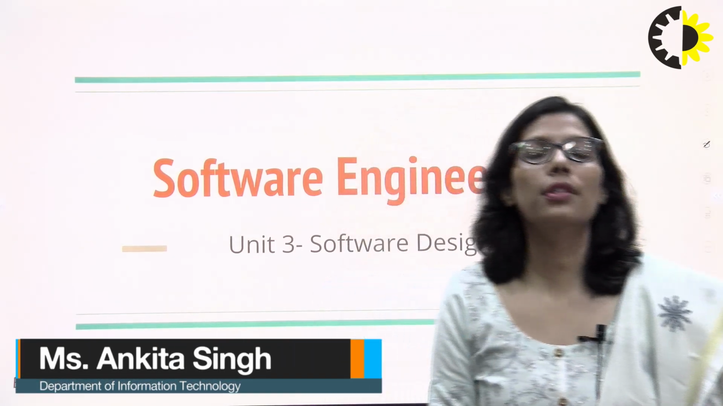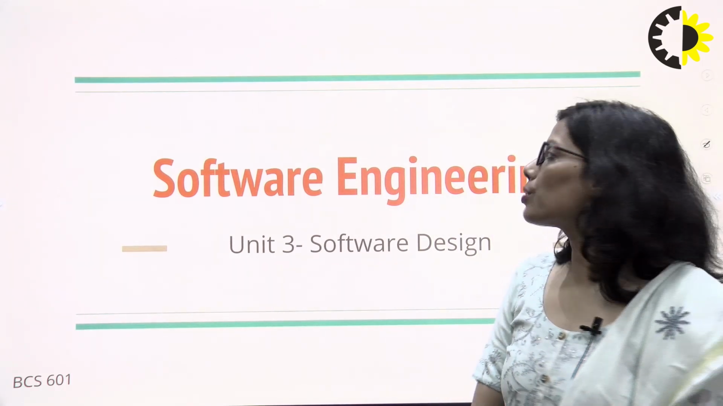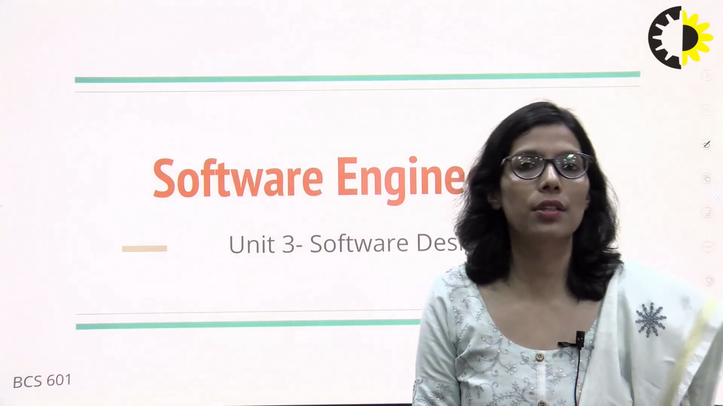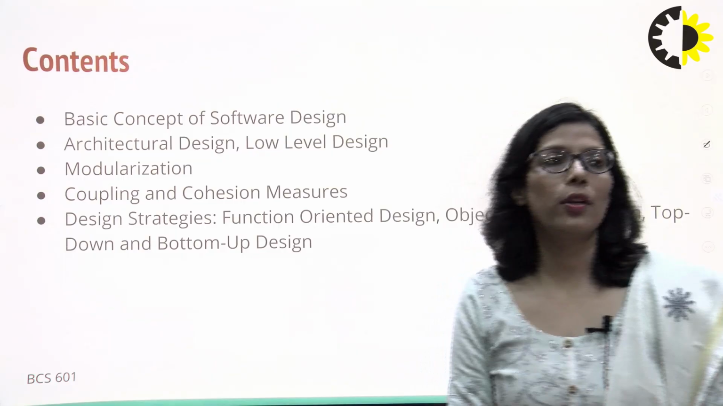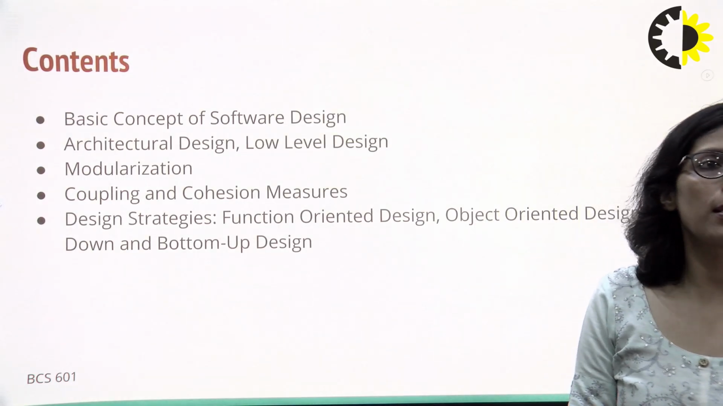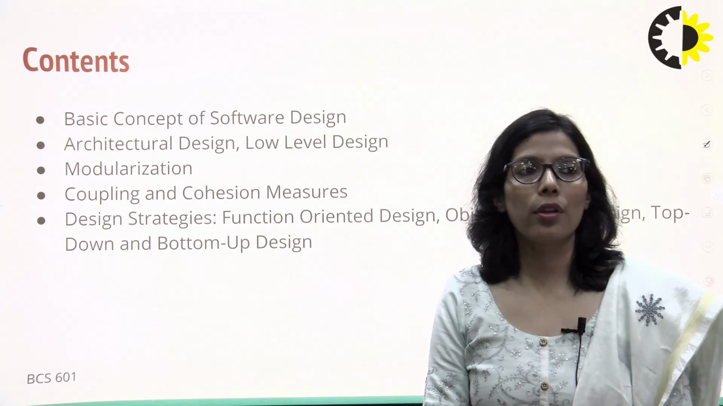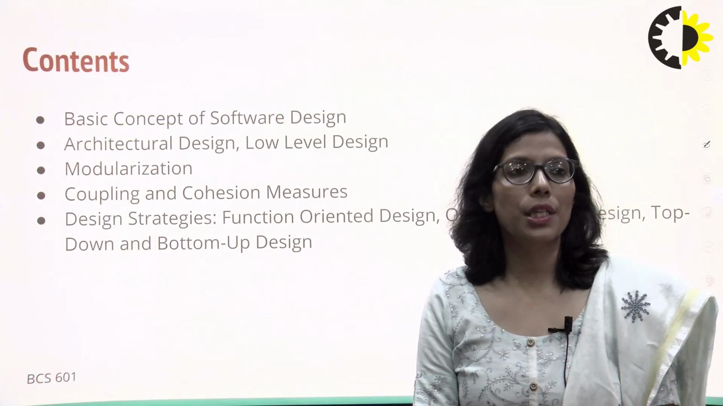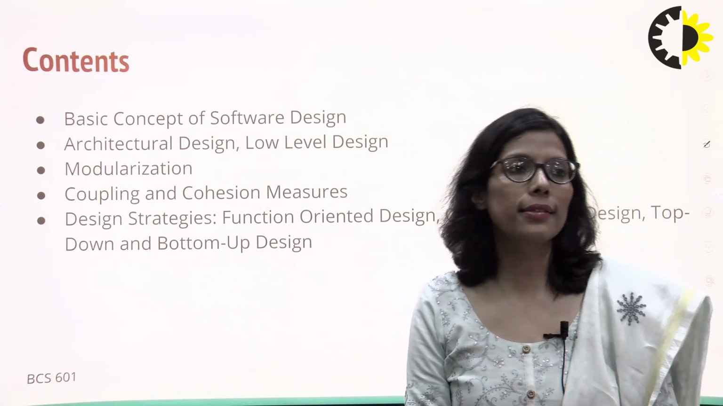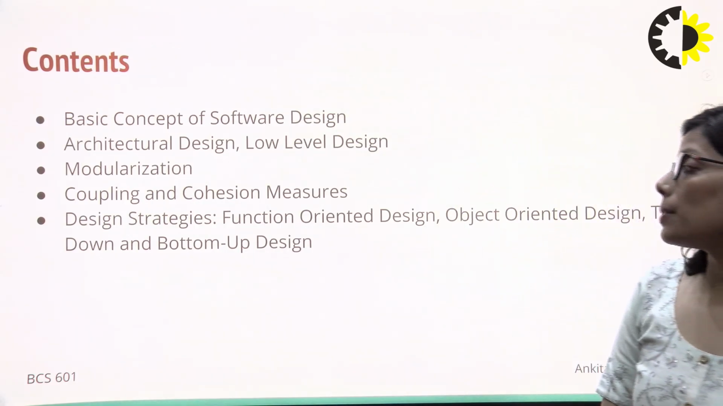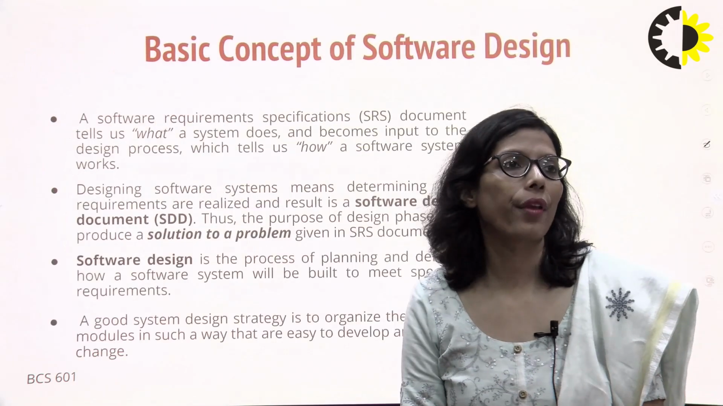Today I am going to discuss Unit 3 Software Design of the course Software Engineering BCS 601. In this video lecture, I will discuss the basic concept of software design, architectural design, low-level design, modularization, coupling and cohesion measures, design strategies, function-oriented design, object-oriented design, top-down and bottom-up design. So these are the various design strategies that we are going to discuss today.